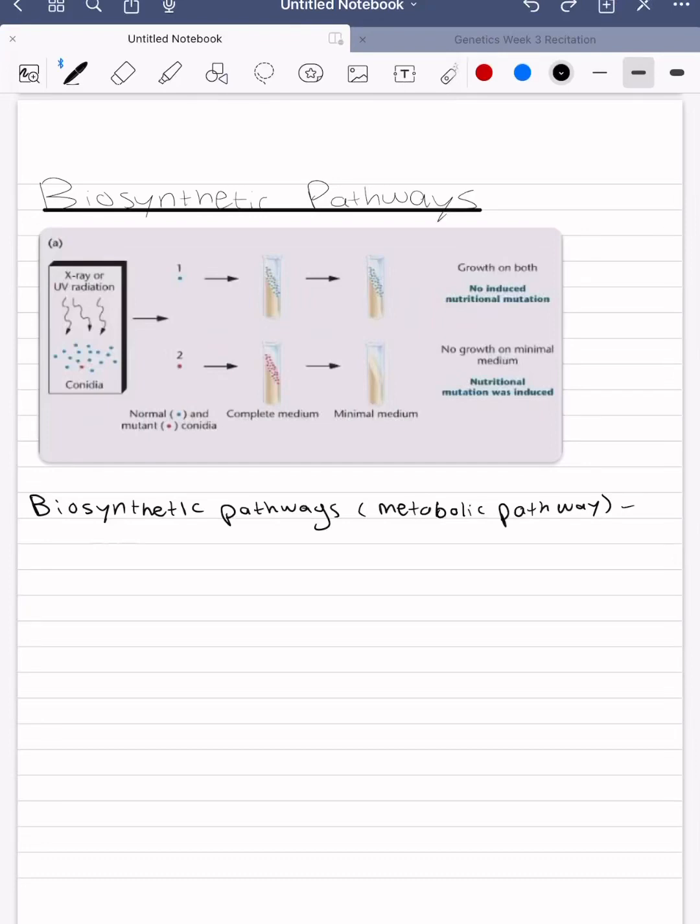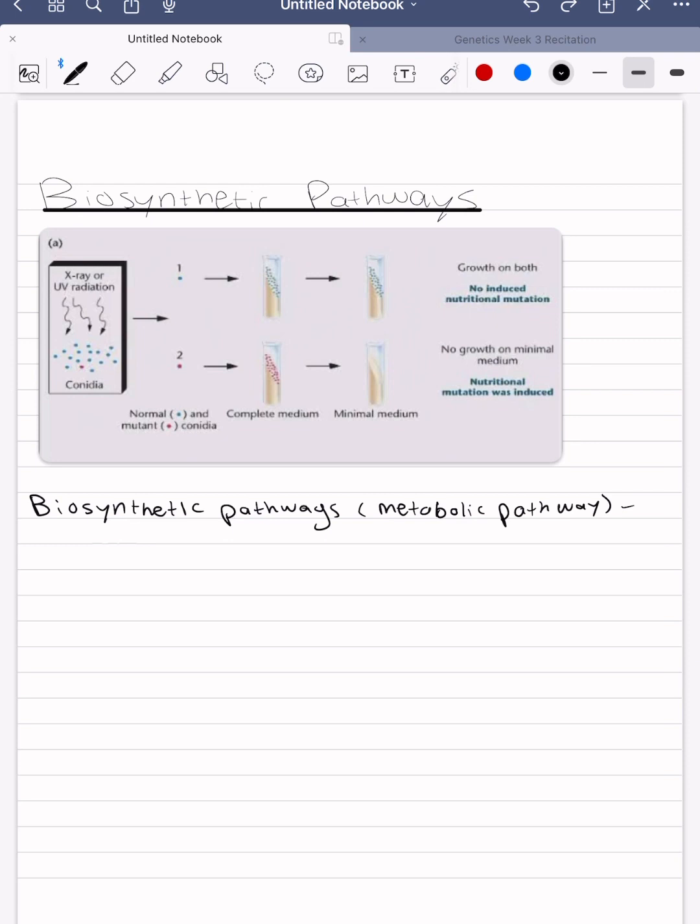Alright, hey guys. So for this week, you guys in lecture spoke about biosynthetic pathways. You also spoke about DNA and RNA and the different processes they go through. And you will also learn about chromosomes. So the first thing we're going to do in this recitation is cover biosynthetic pathways.